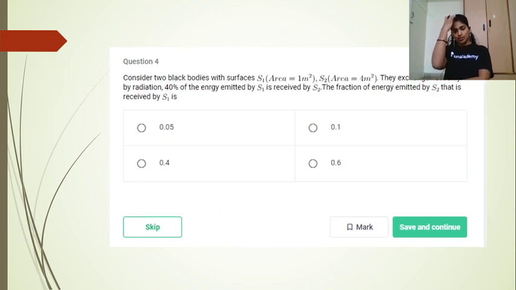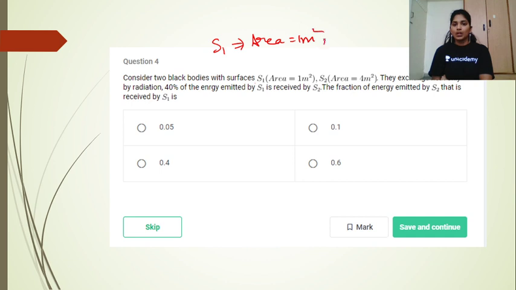Okay, so next question. In this question we consider two black bodies with surface S1 and surface S2. S1 has an area equal to 1 meter square, and S2 has an area equal to 4 meter square. They say that they exchange heat only by radiation, only heat transfer through radiation is taking place, and 40% of the energy emitted by S1 is received by S2.